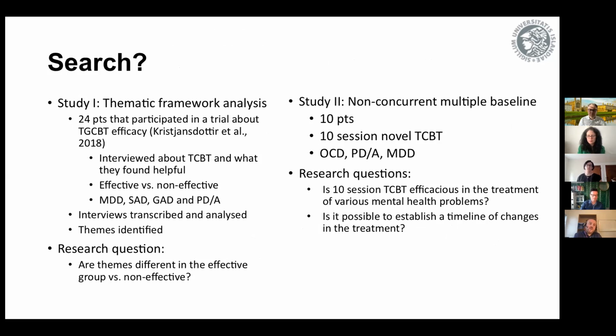I'm going to talk about two studies in my thesis. Study one, which was a thematic framework analysis. We included 24 patients from a former trial, which was published in 2018. We split the groups into halves. 12 received an effective treatment, the other 12 non-effective, and we interviewed them about the treatment and what was helpful. And the research question there was, are themes different in the effective group versus the non-effective?